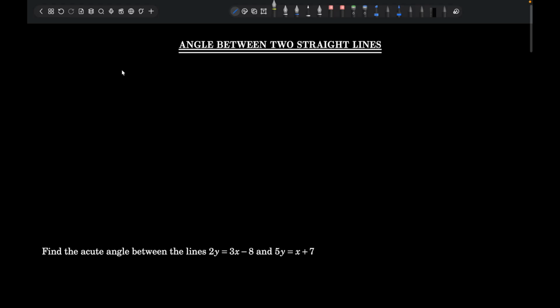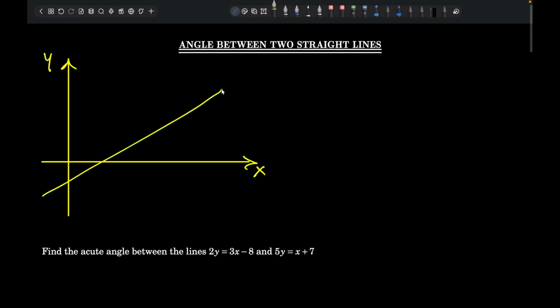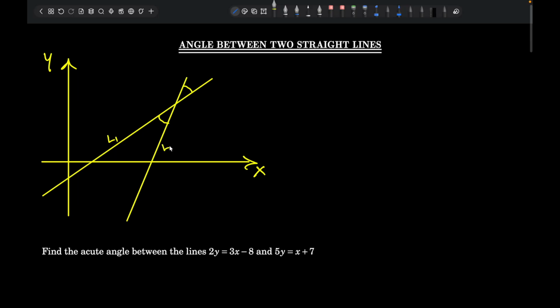So before we left in the last lesson, we said that if we have two straight lines, here is x, and here is the y-axis. You have one straight line, then you have another straight line. So here is the angle between the two straight lines. We said let this first line be L1, and let the second line be L2. Then the angle for L1 is theta 1, and the angle for L2 is theta 2.